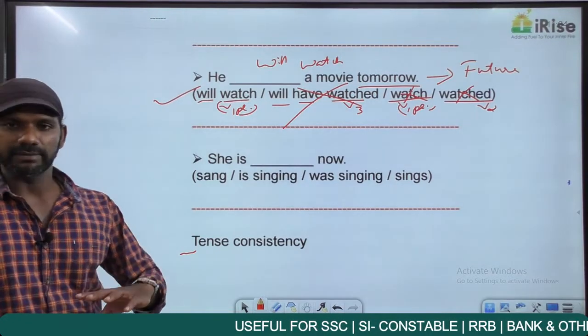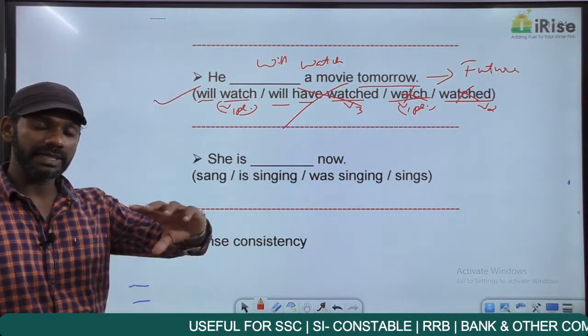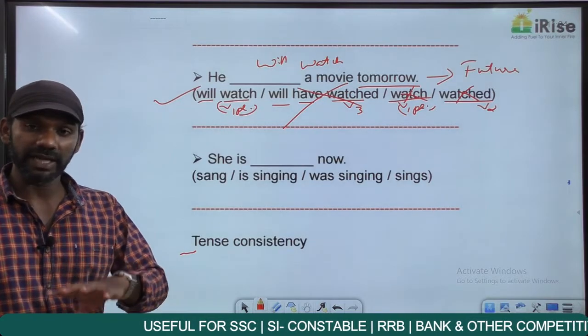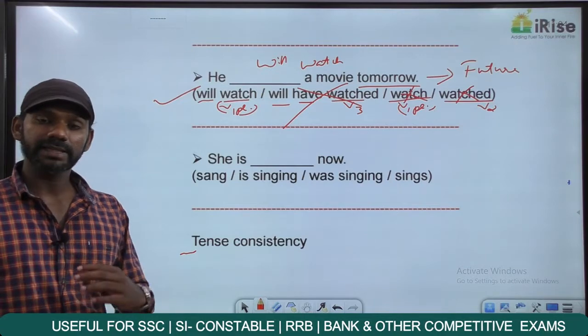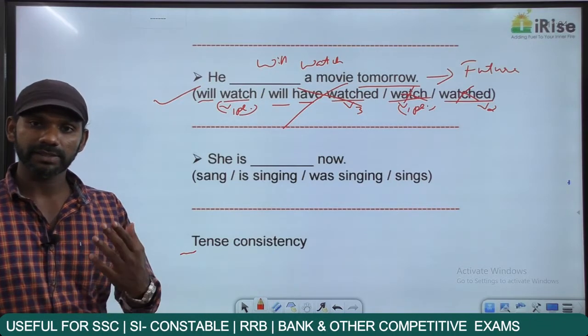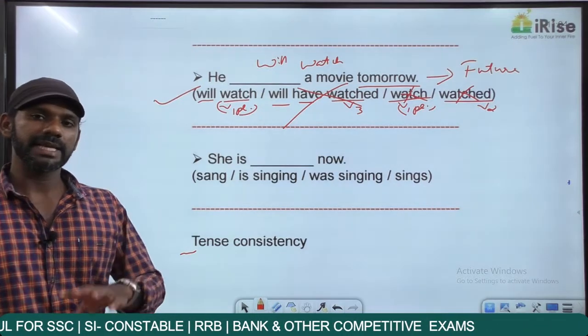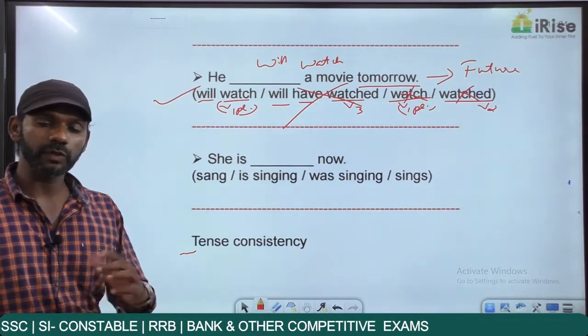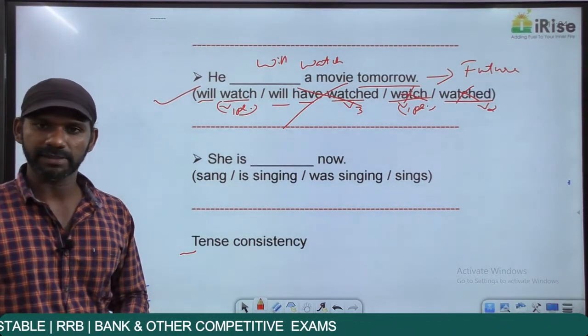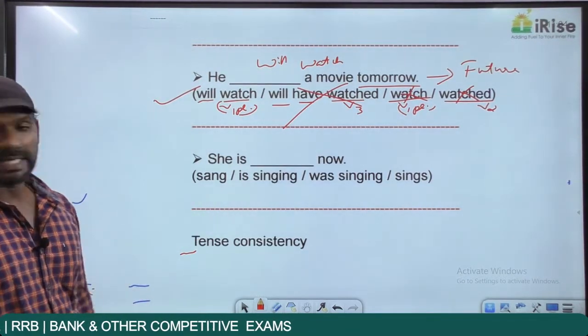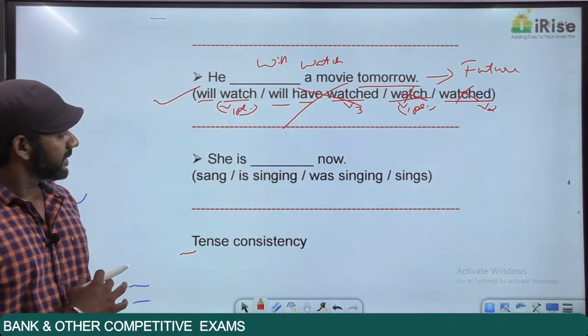So for an action that gets started in the future, we have to use simple future. In the case of an action that gets completed in the future, we have to use future perfect. And in future perfect, by appears. Got it? Come to the next one. Understand the meaning of it.